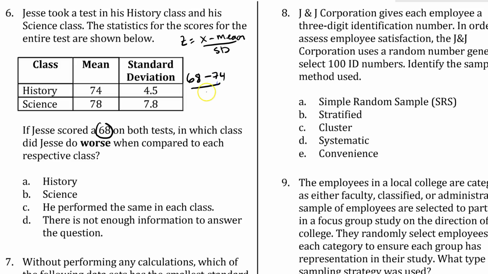So doing this for the first one, for history, we find 68 minus the mean of 74 divided by 4.5. And if we do this on a calculator, we end up getting negative 1.36.